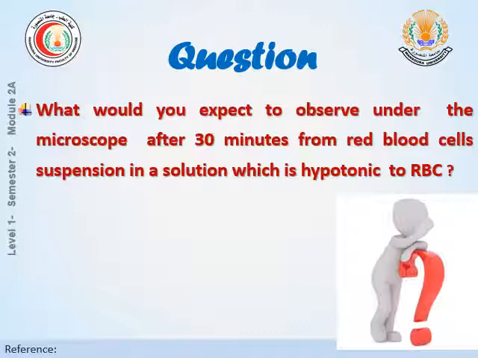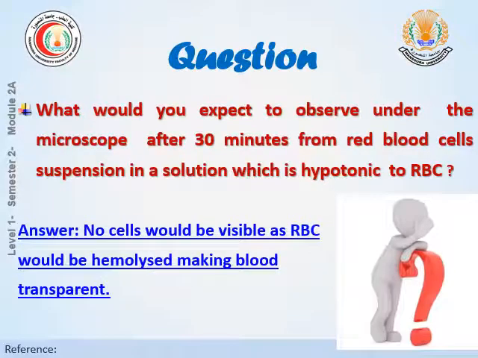What would you expect to observe under the microscope after 30 minutes from RBC suspension in a solution which is hypotonic to RBC? Answer: no cells would be visible as RBCs would be hemolyzed, making blood transparent.